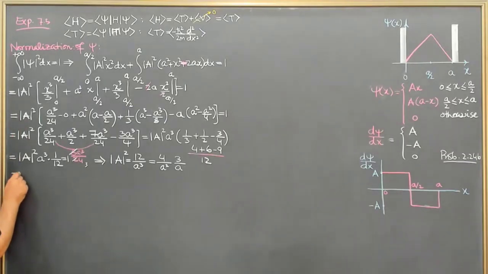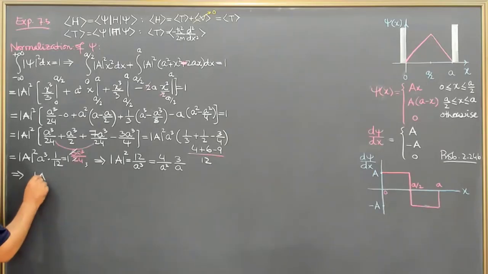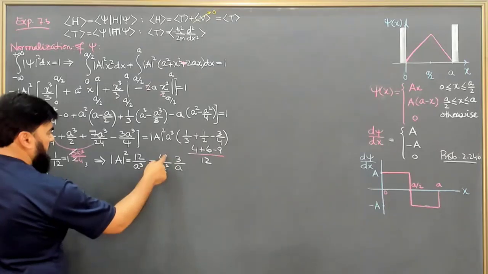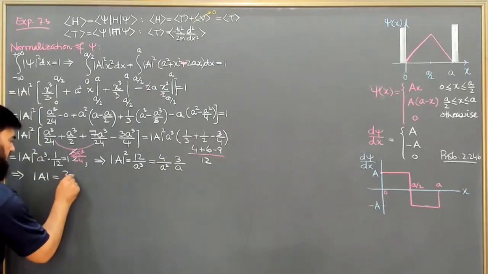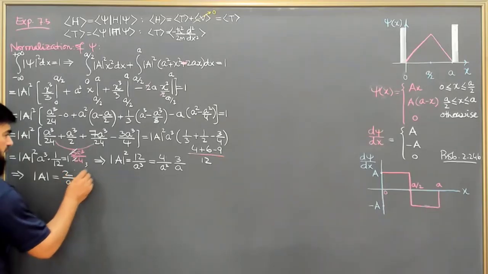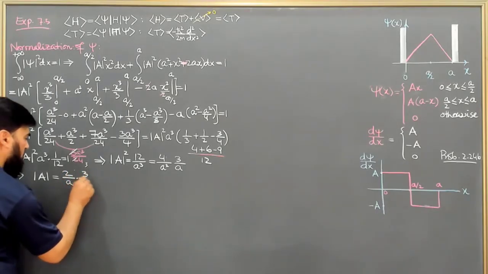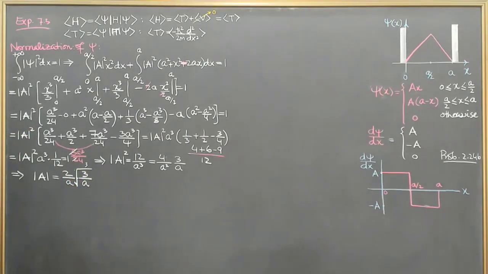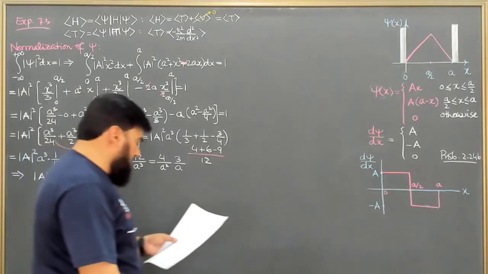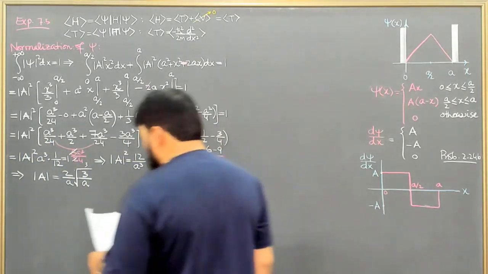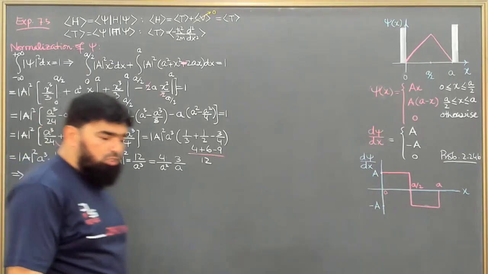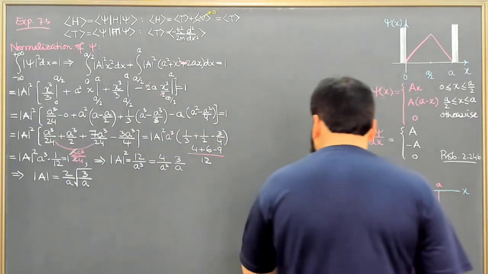So this implies that |a| is equal, now taking square root of this side and this side, this will become 2 over a and 3 over a inside a square root. So we got the value of a is equal to 2 over a and 3 over a square root. Now we will proceed towards the calculation of T.